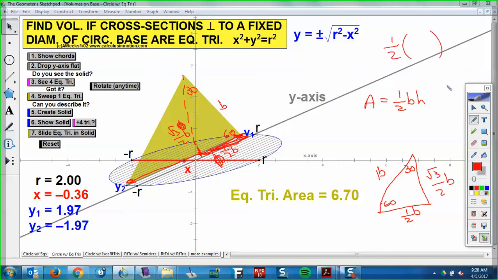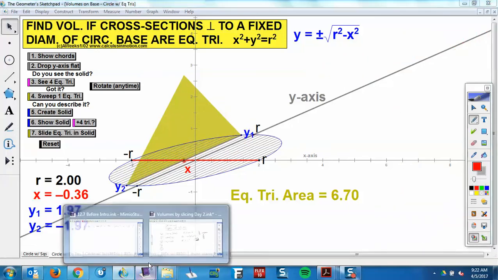1/2. What's my base? B, right? And what's my height? Root 3 over 2B. So multiply that all together, what do you get? And isn't B my strip? B is the strip, right? So it's 1/2 root 3 over 2 B squared, which is root 3 over 4 B squared.